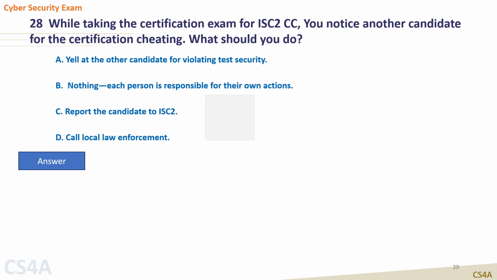So here the question is, while taking the certification exam for ISC2 CC, you notice another candidate for the certification cheating. What should you do? The options are: yell at the other candidate for violating the testing security, that is not the correct one. Nothing, each person is responsible for their own action, this is also not the correct one. Report the candidate to ISC2. Call local law enforcement, which is irrelevant. Report the candidate to ISC2, because the certification exam is conducted by ISC2. So the answer is C.